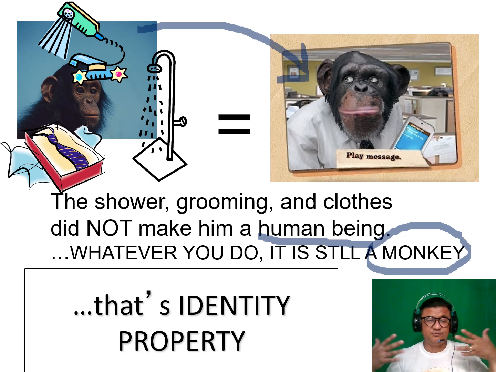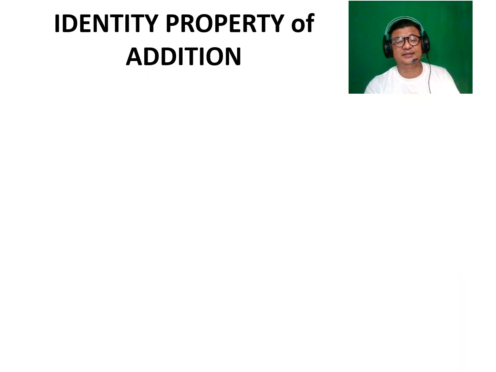No matter what factors or what people would influence them, they're not being bothered. They're the same self. You don't change. You retain your identity. Now, identity property. We want to know which number will retain the identity.